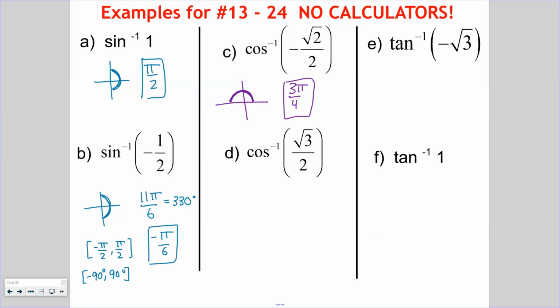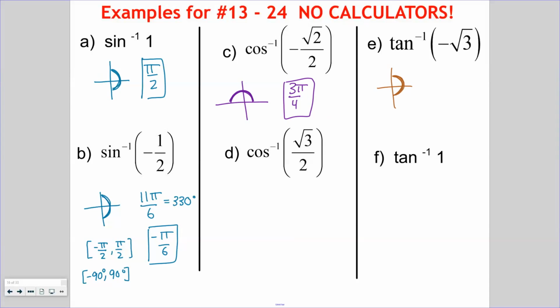Okay, I'm going to skip D for a minute. You guys are going to do that on your own in just a second. I want to talk about E really quickly. So E, the inverse tangent of negative root 3. The question is, what angle on our unit circle yields a tangent value that is negative root 3? Inverse tangent has a range of negative pi over 2 to pi over 2. So we're looking for an angle in the first or the fourth quadrant where tangent is negative root 3.